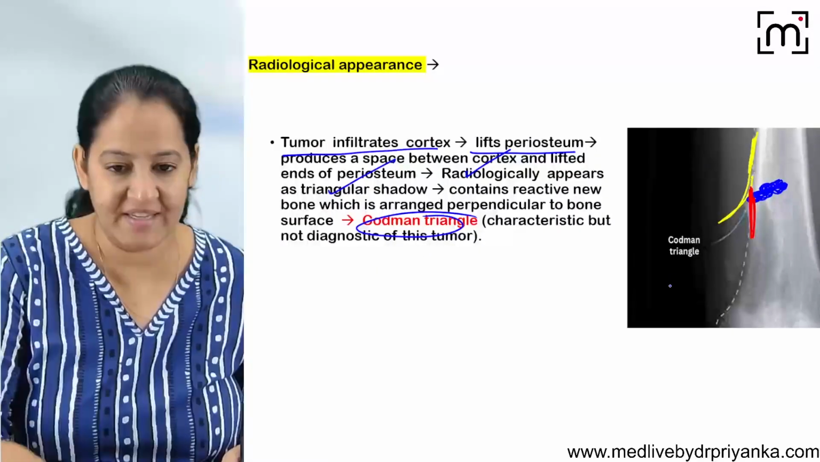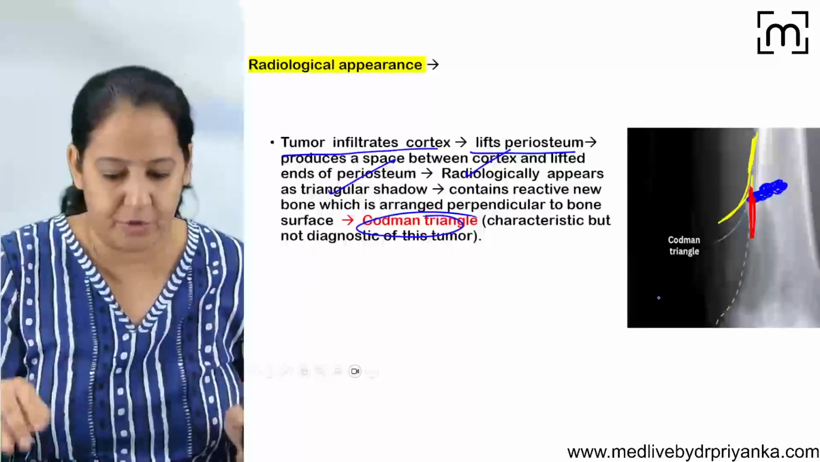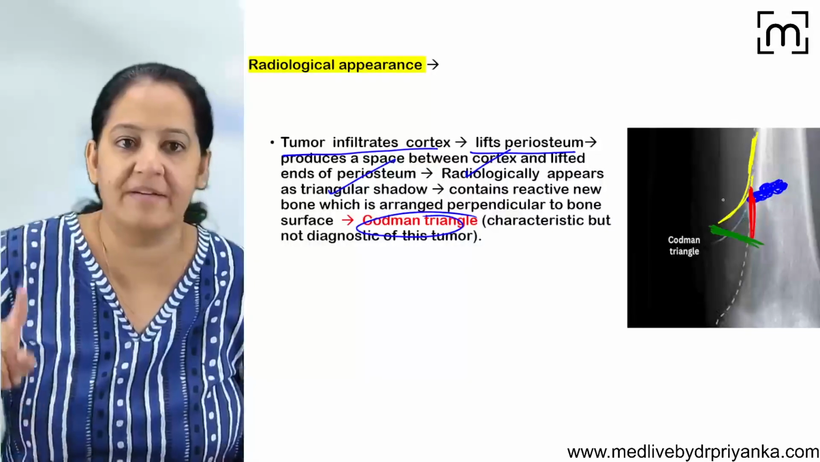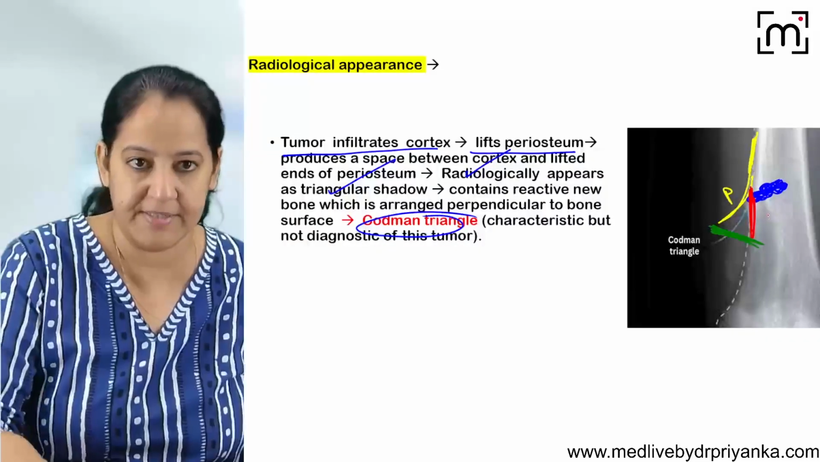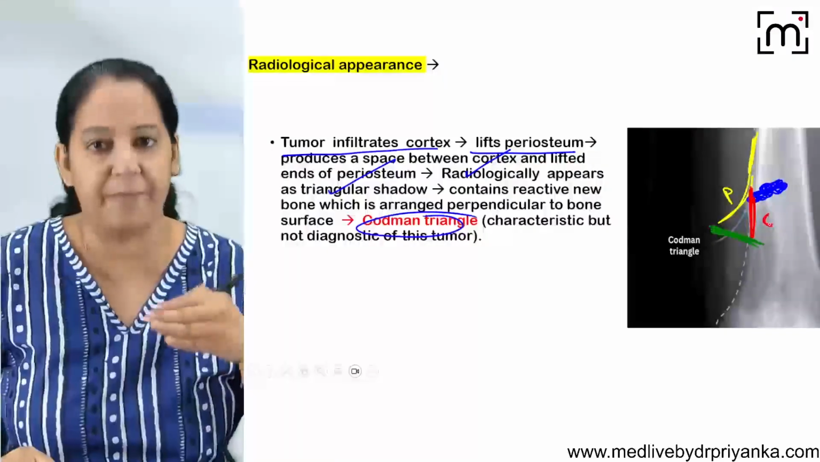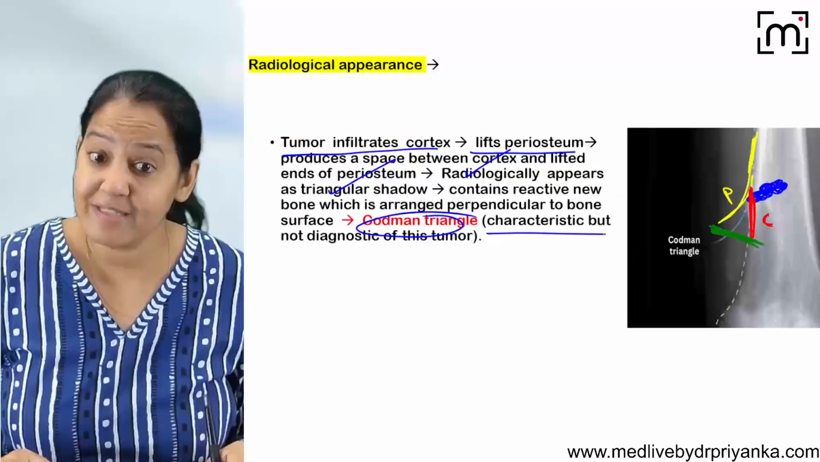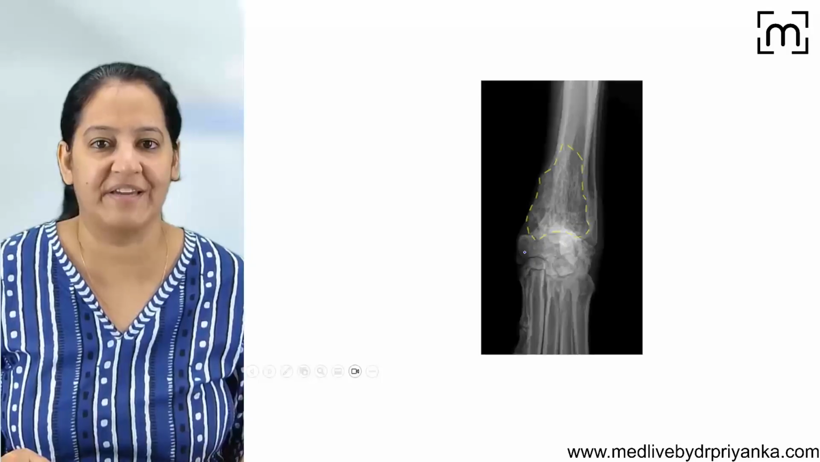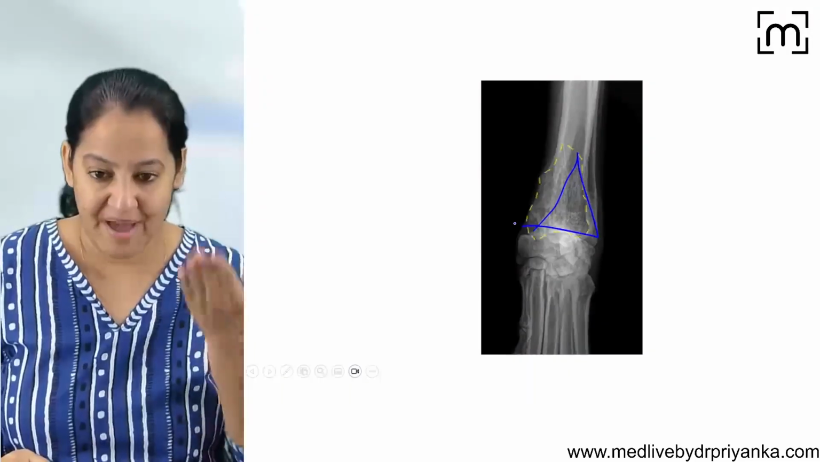Appreciate this triangle. You can see the yellow color is the periosteum, the red color is the cortex. So after the cortex, the periosteum is lifted by the tumor, and you can appreciate this as a triangle. We can make a triangle between the two things. So the space between the periosteum and cortex is making a triangular appearance, and that is known as Codman triangle. Very important question: it is characteristic for this tumor, but not diagnostic. It is a characteristic feature. You can see a triangular thing here. So the periosteum is lifted up.